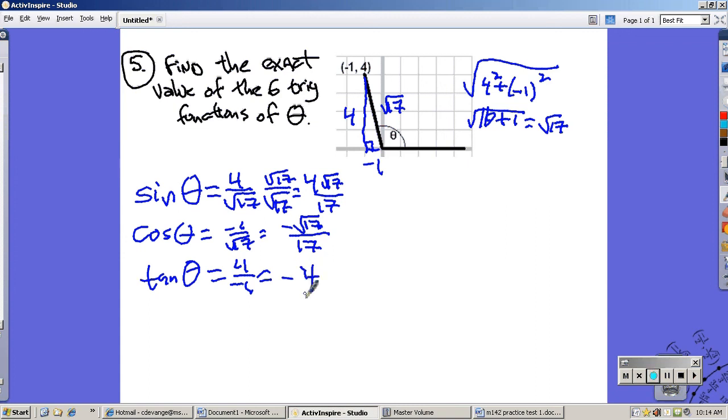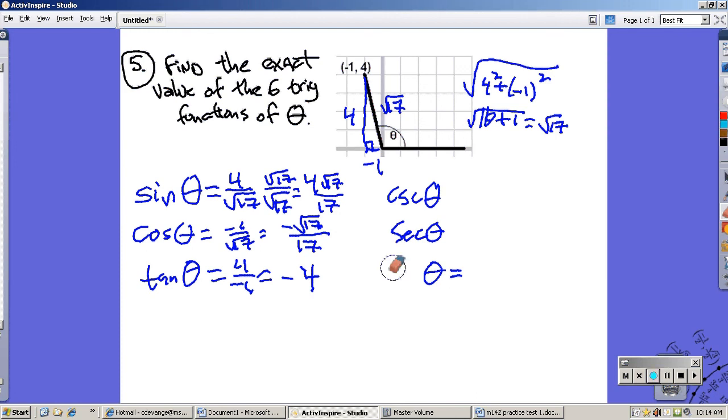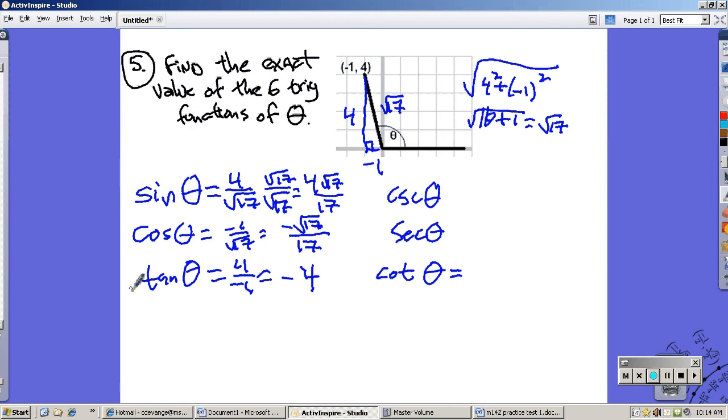It's getting sloppy. And so then, off of these values now, I can do my cosecant, secant, and cotangent. Those are just reciprocals of all these. So, whoops, not tangent, cotangent. So cotangent is tangent flipped over. So that'll be -1/4.